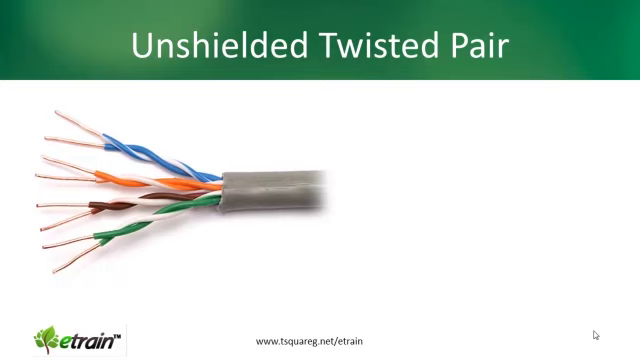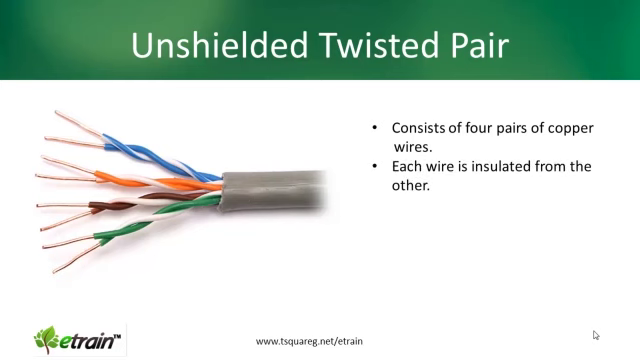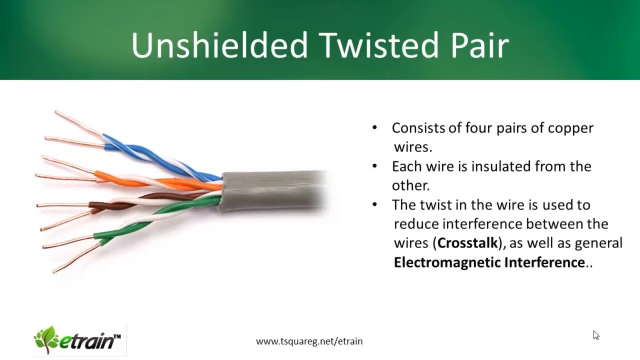Well, our first type of cable is the unshielded twisted pair. You can see a nice photograph of that type of cable right there. And you can see that it consists of 4 pairs of copper wires. Each wire is insulated from the other and is twisted.